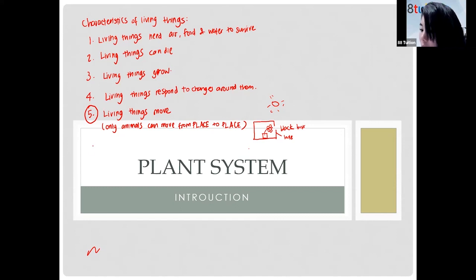The last one, of course, living things reproduce. So you will learn for plants subsequently in the next few slides. Plants either reproduce from seeds or spores, depending on whether they have flowers or not. I will go into detail later. So please remember your characteristics of living things and also remember that plants have all the 6 characteristics that I have listed out.